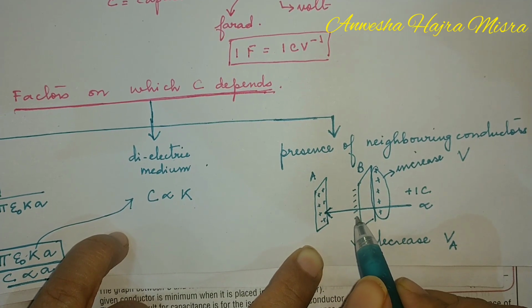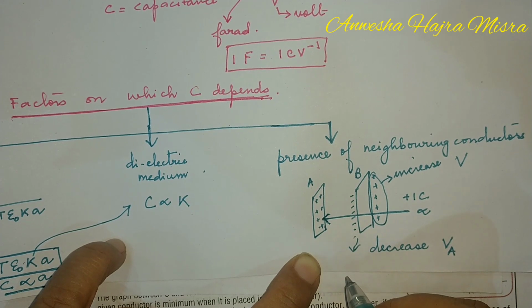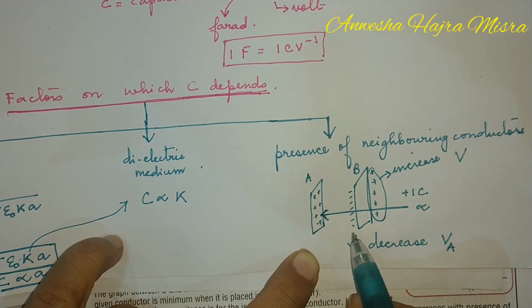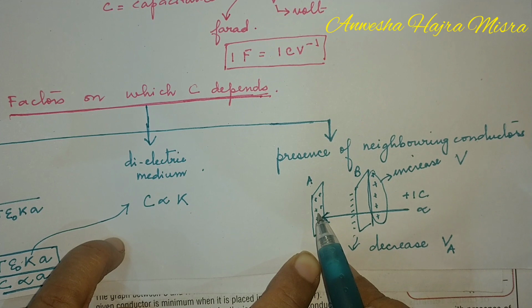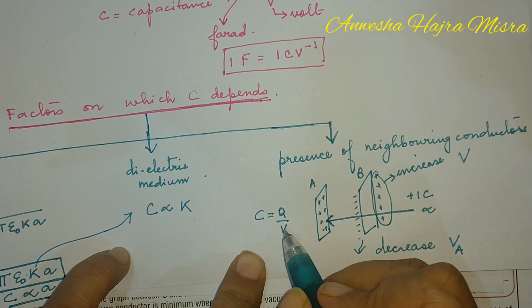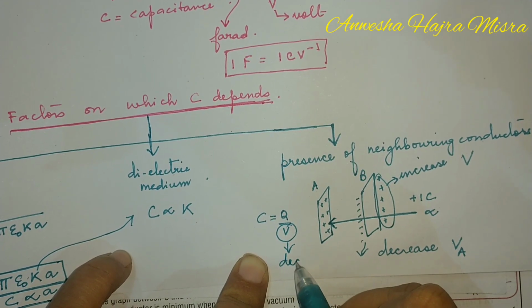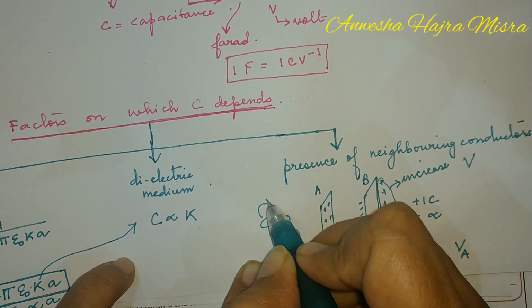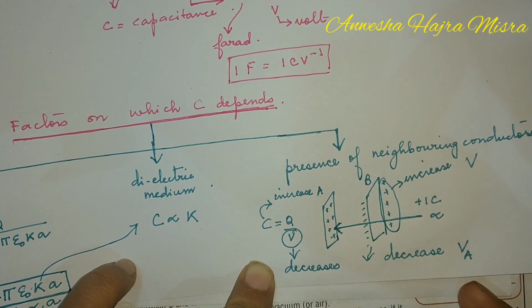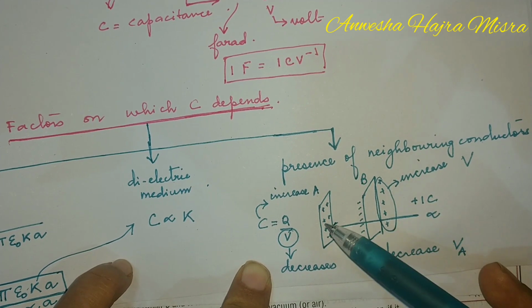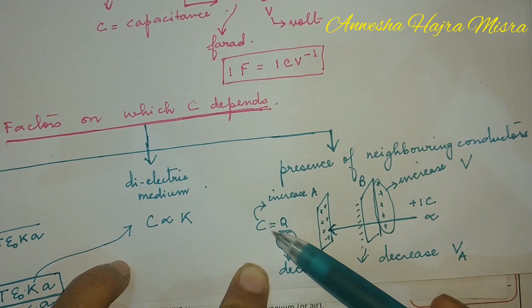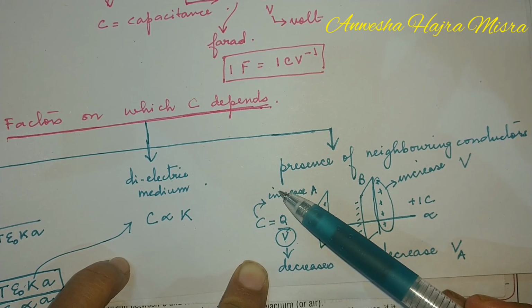But since negative is closer to A, its effect will be more. So what happens? This negative charge will rule. It will reduce the potential of the plate A. And what is the formula for capacitance? Q by V. If the net potential decreases, what will happen? Capacitance will increase. So when you bring a neighboring conductor near the body, the potential of that plate or that body decreases. And since capacitance and potential are inversely related, therefore capacitance will increase.